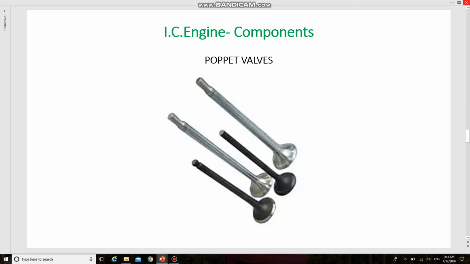In the last video, we have seen some of the IC engine components, and in this video, we will see the rest of the components. So next one is poppet valves. A valve is a device that regulates, directs or controls the flow of a fluid. The fluid may be gas, liquids, fluidized solids or slurries.